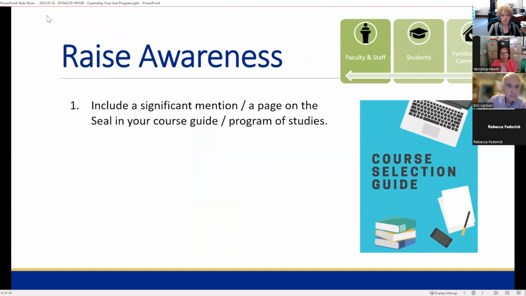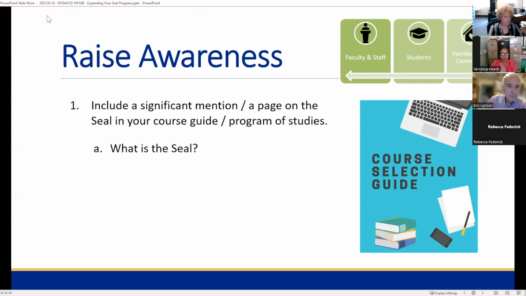I'm now going to shift to raising awareness for all of our stakeholder groups and the kinds of strategies you can use that will address all of them. The first one is to include a significant mention or a page on the seal in your course guide or program of study. Putting that in black and white makes it very real for parents and for students.